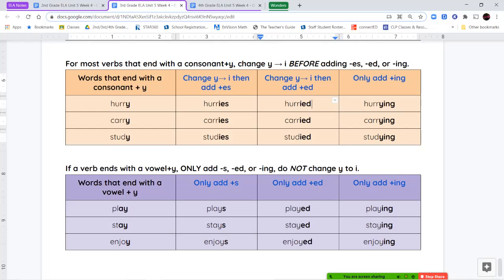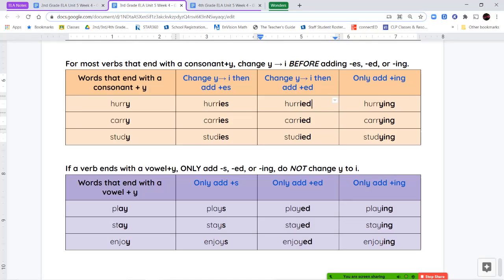Now, the difference between having a vowel Y or a consonant Y: for a vowel Y, you're not changing any letters. You're not replacing any letters. Your Y stays the same. But when you have a consonant letter Y, you change it to an I before you add the ES or the ED. And you leave it alone when you're adding the ING.